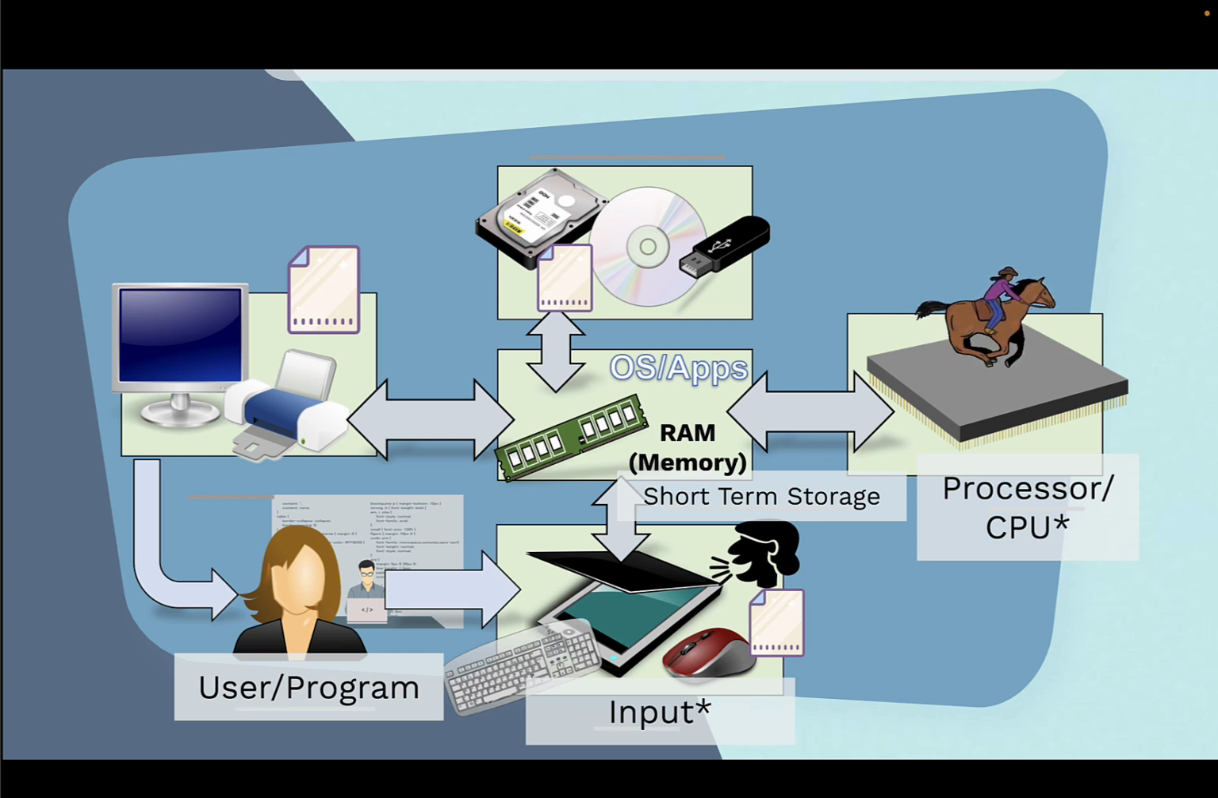Now, once information has been processed, it gets saved back to some type of output device, such as the screen, maybe back to a file, or even to a printer. And if we want to save the data long term, we have long-term storage, such as hard drives, etc.